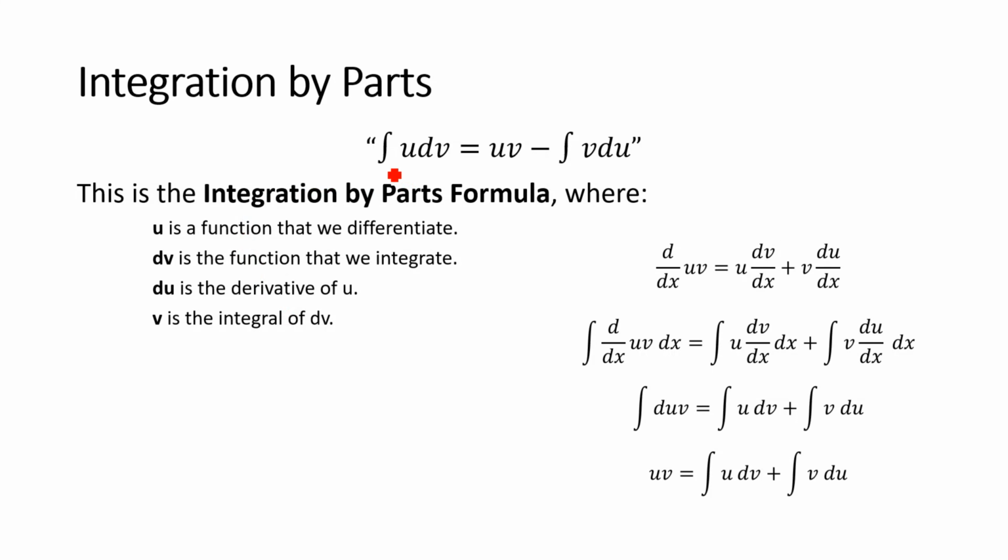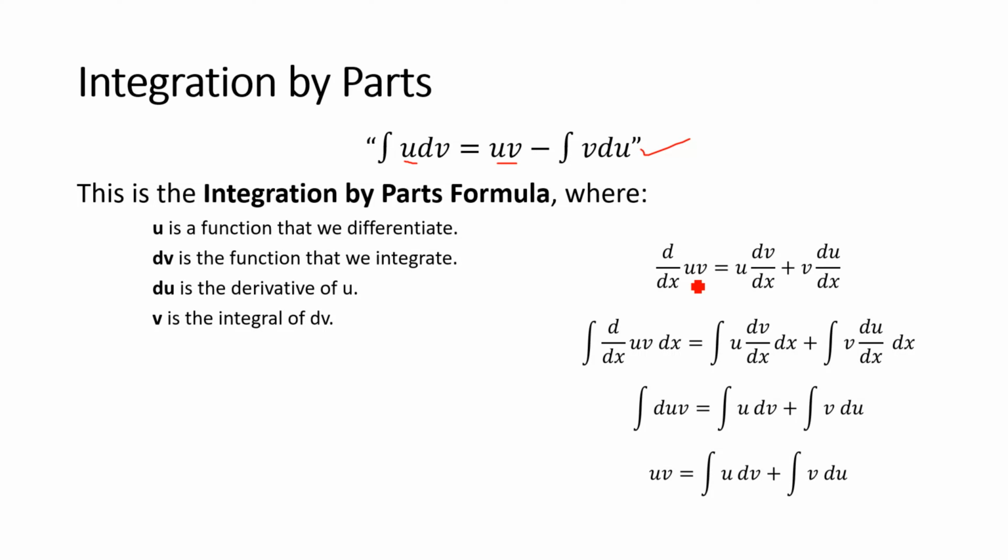This is the formula for integration by parts, which is integral of u dv is equal to uv minus integral of v du. Now remember, here this is not u du, this is u dv. Where did this integration by parts formula come from? This formula can be derived from the product rule of differentiation.